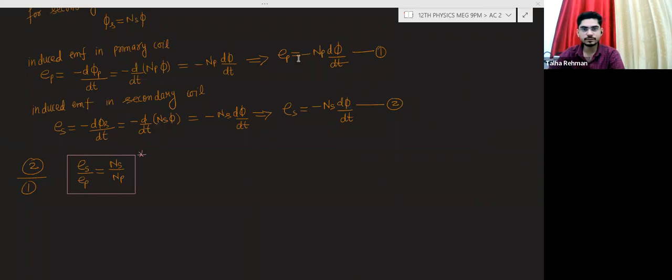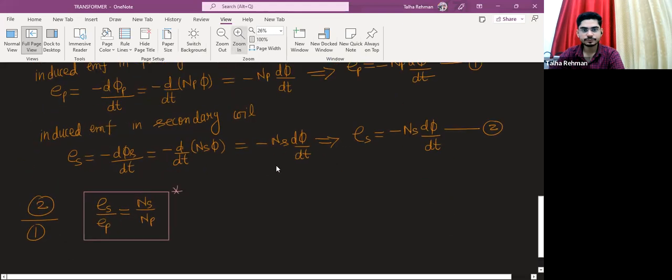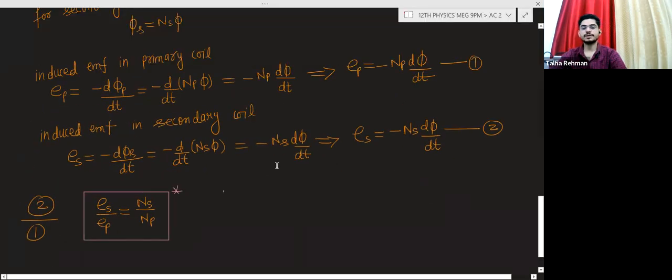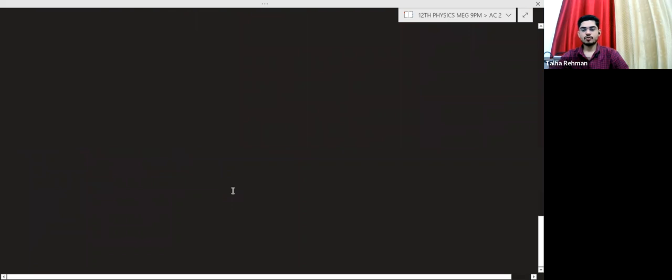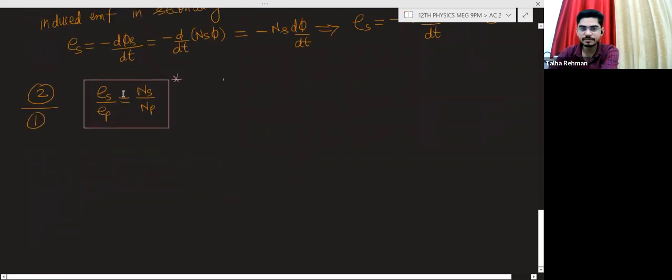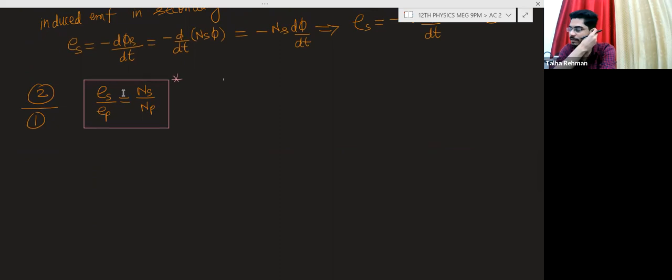Okay. So after this, this is completed. Now this relation, remember this relation. What is this? In case of a transformer, remember this relation.